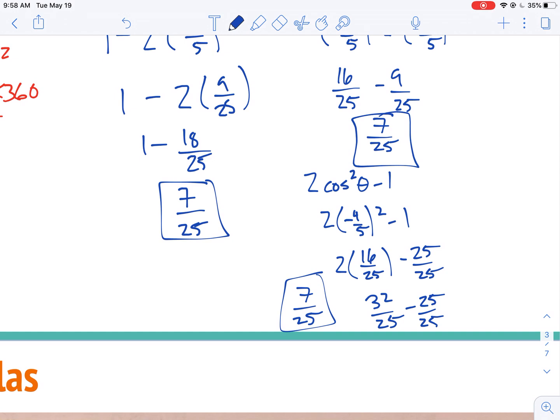So that way you're not trying to figure out, oh, I have just sine. What's that formula for just sine? Go through, figure out sine and cosine, plug it in, etc. Use the formula you want to use, and that's going to be a little bit easier for you at the end of the day.